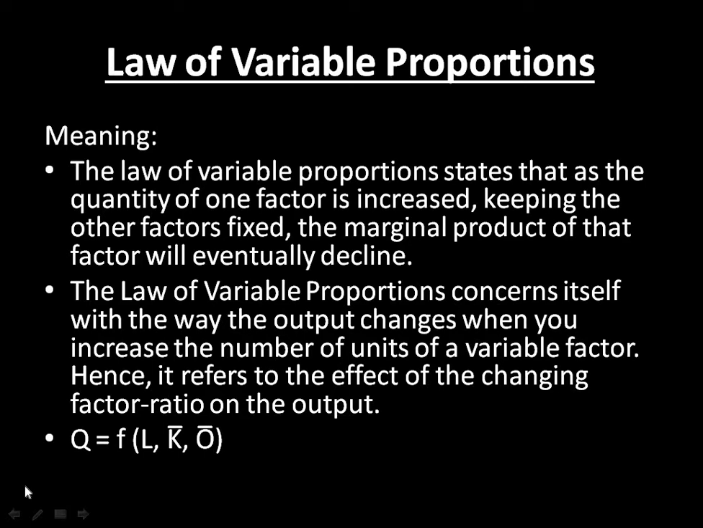So, the law of variable proportion will show you how much the output has changed due to the change in input. Input can be capital or organization or labor. It depends whether you're working in the short run or in the long run. So output is a function of labor, capital and organization.